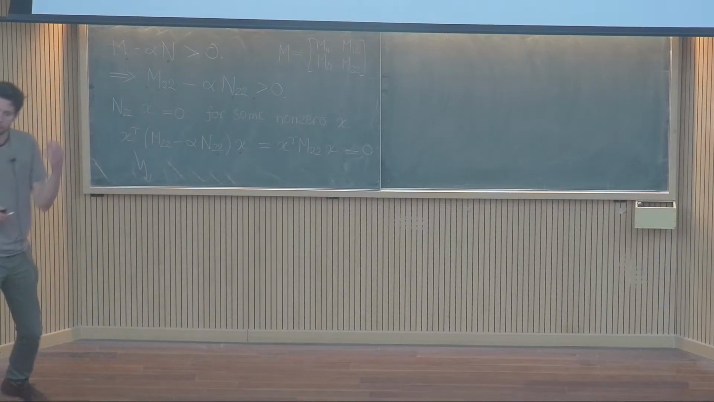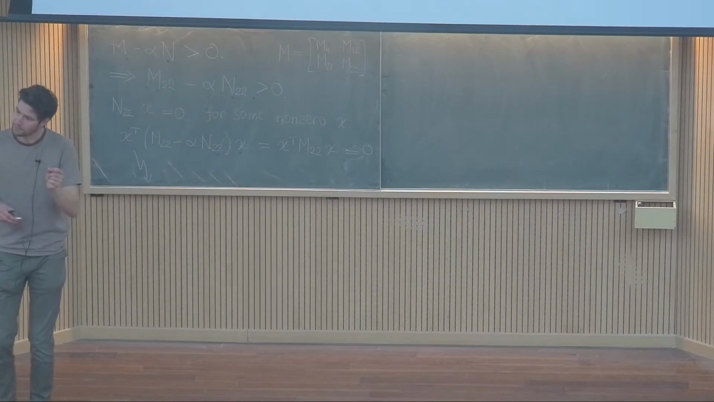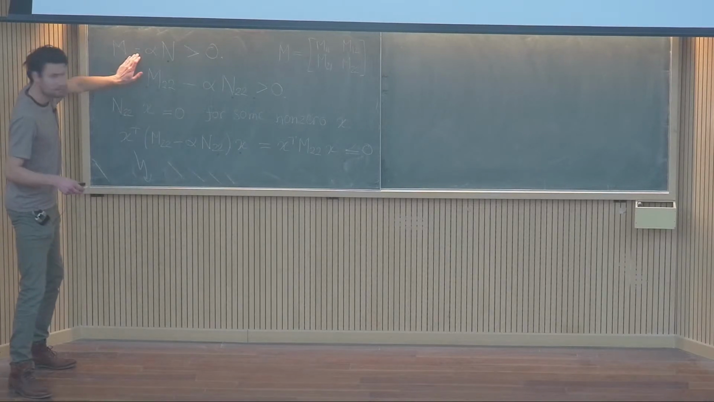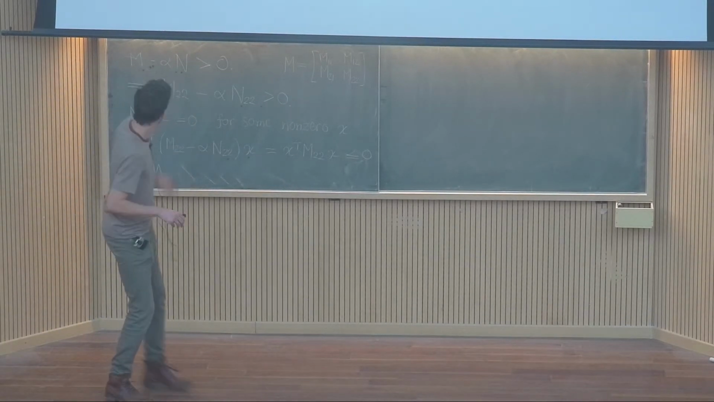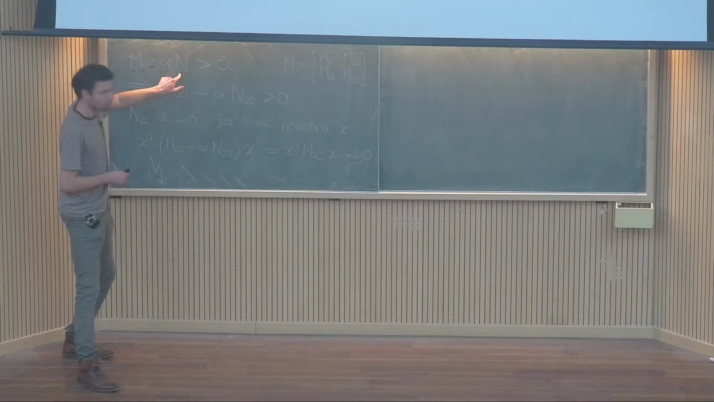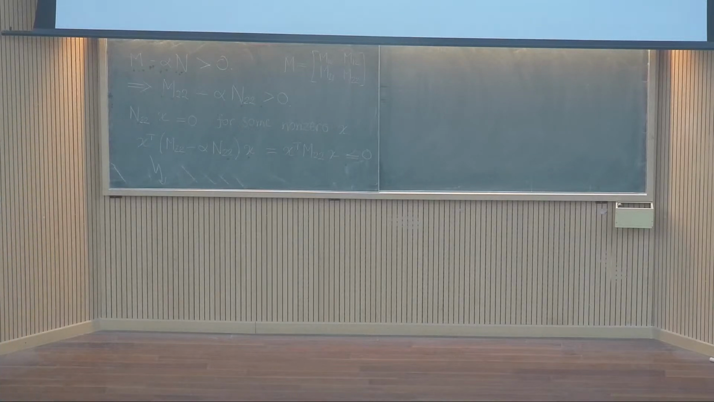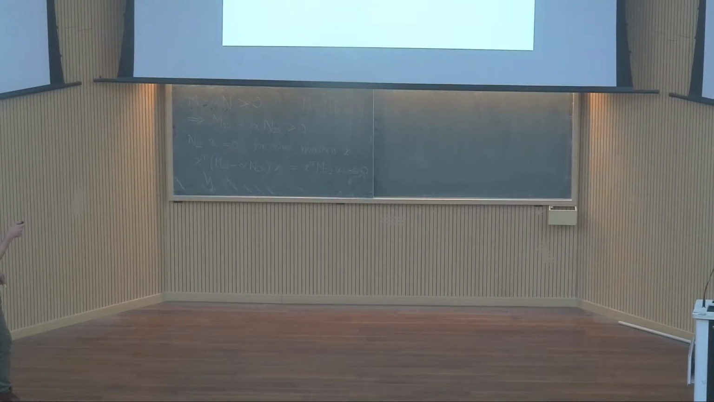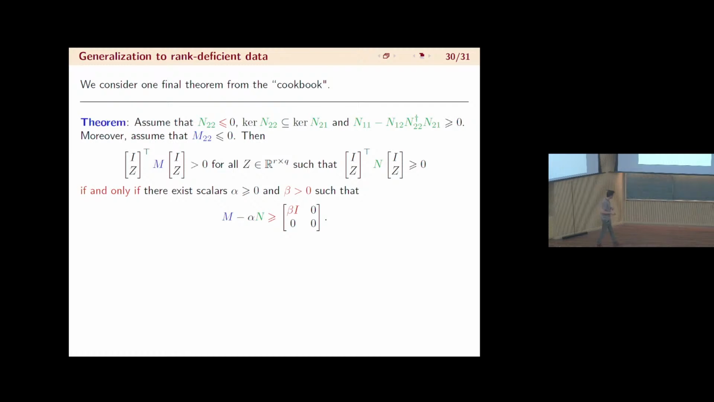So in fact, what you can conclude from here is that in this setup, if N22 is singular, this matrix inequality, M minus alpha N greater than 0, is never feasible. There never exists an alpha such that M minus alpha N is positive definite. That's what we showed here. And that's why you cannot work with M minus alpha N is positive definite anymore. Hence, you need these two scalars, alpha and beta, satisfying this inequality over here. Okay. Good.